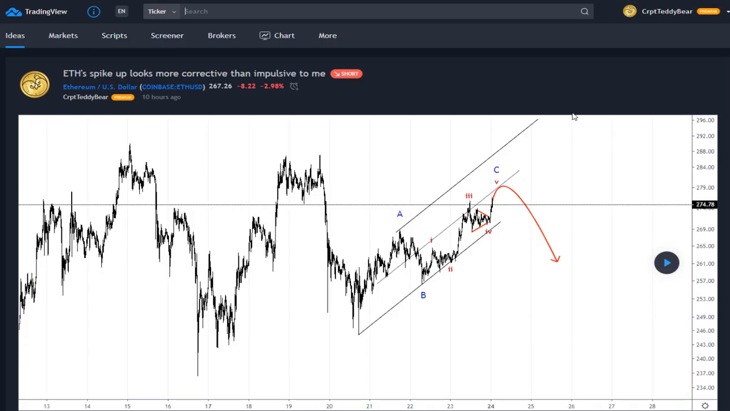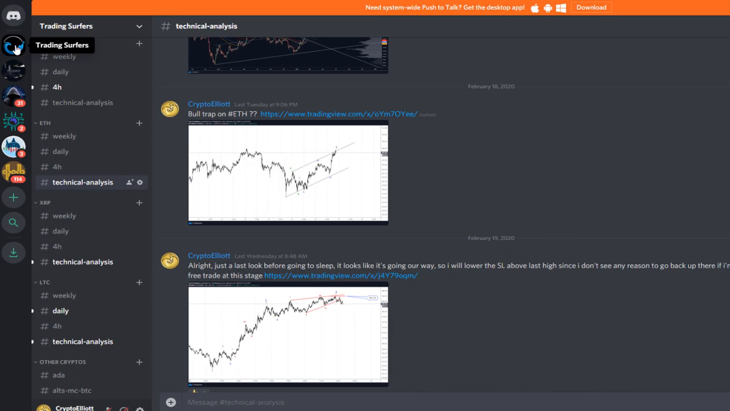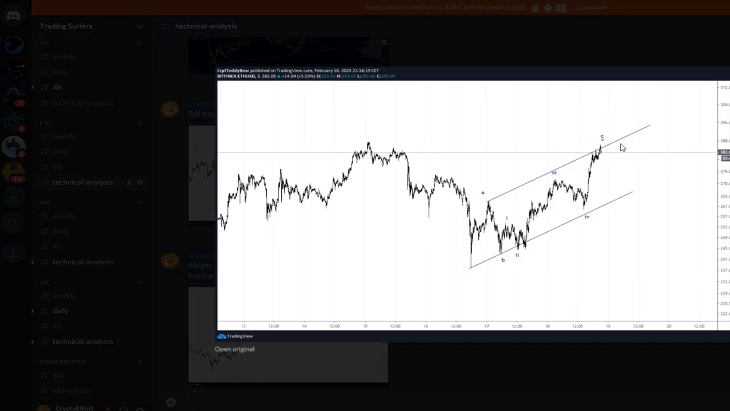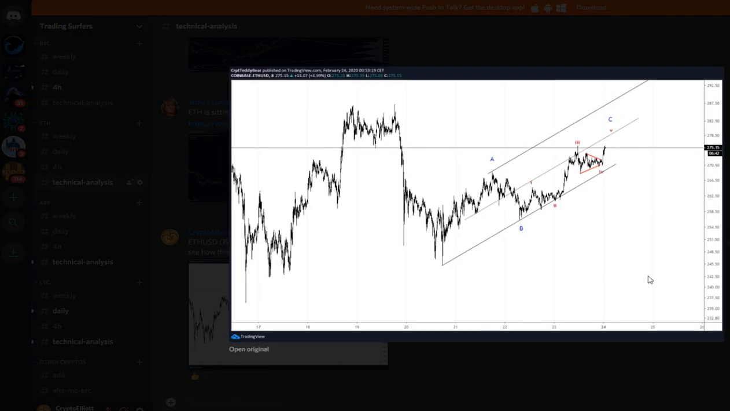And another example, which happened yesterday evening. Same thing, A, B, C, contained within parallel lines, with a clear 5 waves in C. I thought that we were going to still move a tiny bit to reach the median line before we dump. And what happened is we moved up, reached the median line, and we dumped. All of this was posted in real time on the Discord. The Discord group is Trading Surfers. So that was the first one, pinpointing the entry for the short, and the other one yesterday evening, same thing.